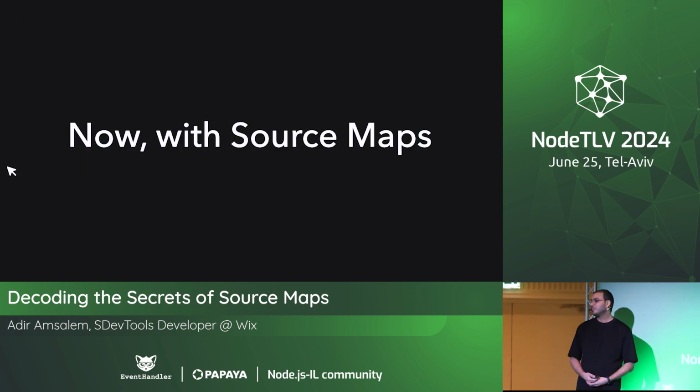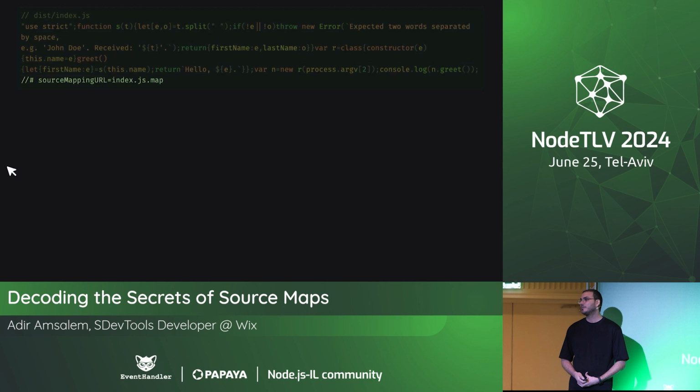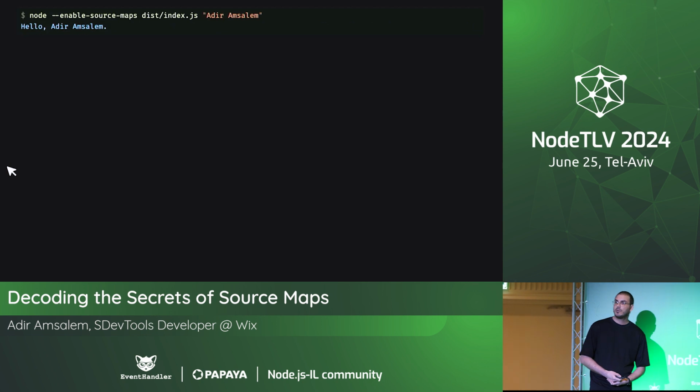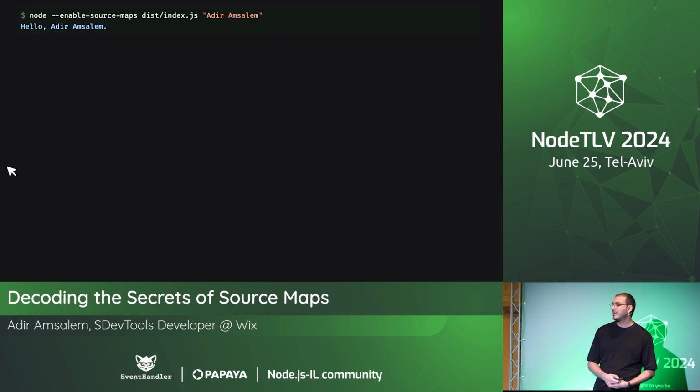This is why we need source maps. So let's do it with source maps. To enable source maps, we add this simple annotation or comment to the end of the generated file. Build tools do it for us. So we have this small comment, and now we run it again. I give it my full name. This is the full name and it works.